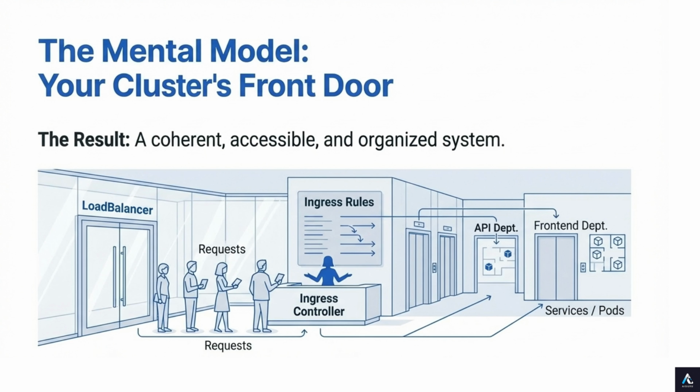Picture your Kubernetes cluster as a building. One building with a single clearly defined entrance. That entrance is the load balancer. And just inside, you will find the Ingress controller, acting like the receptionist. When a request arrives, the receptionist reads it, checks the directory, and directs it exactly to the right place. Those Ingress rules are the directory itself. Services become the departments inside the building, and pods are the employees working within each department.